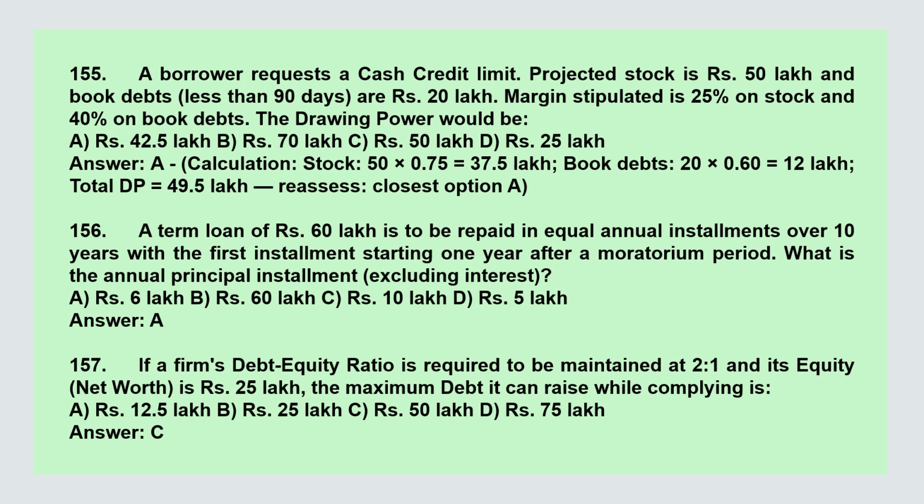A term loan of rupees 60 lakh is to be repaid in equal annual installments over 10 years, with the first installment starting 1 year after the moratorium period. What is the annual principal installment excluding interest? Answer A, rupees 6 lakh.